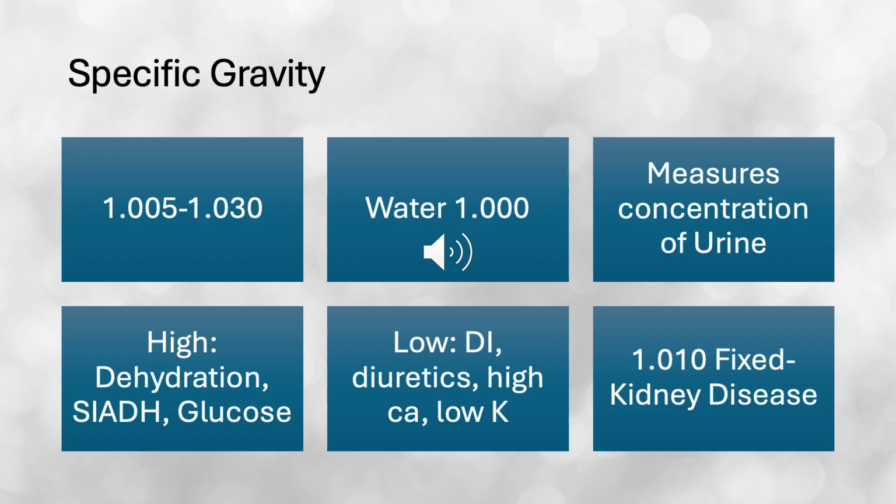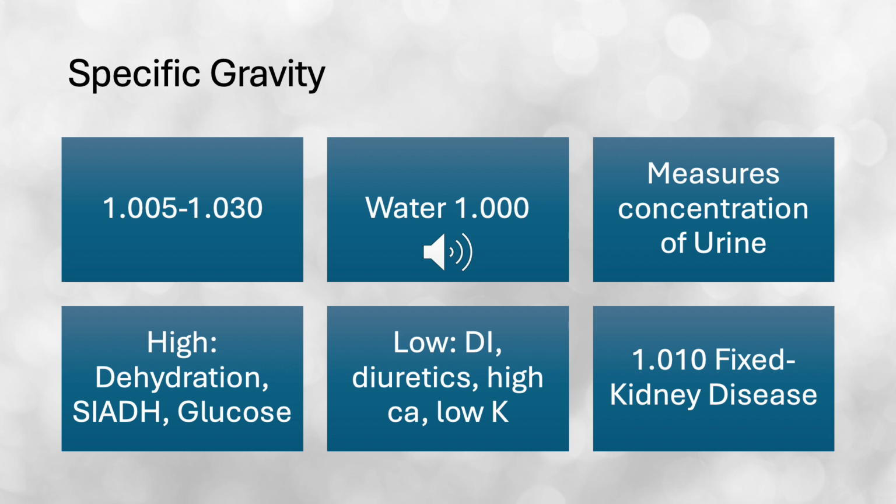Okay, specific gravity is a measure of the solutes in the urine. So if the specific gravity is towards the low end, it's more like water, and if it's towards the high end, it's got a lot of solutes in it. The normal range is 1.005 to 1.030. Water is 1.000. So it measures the concentration of urine. That's what I talked about.